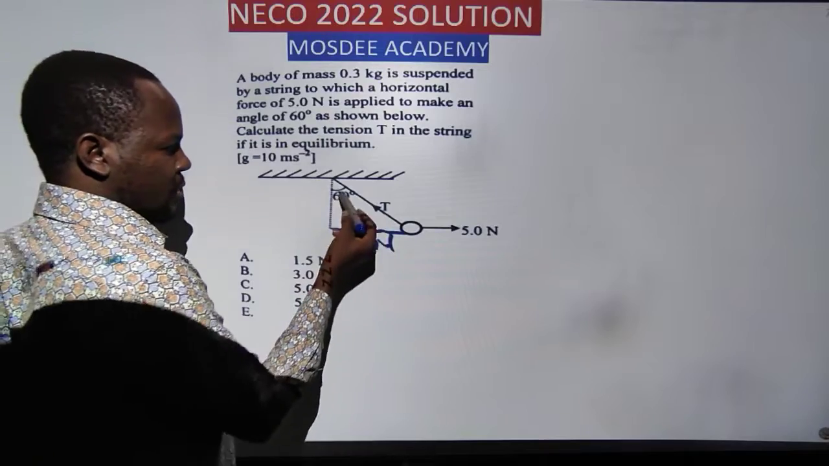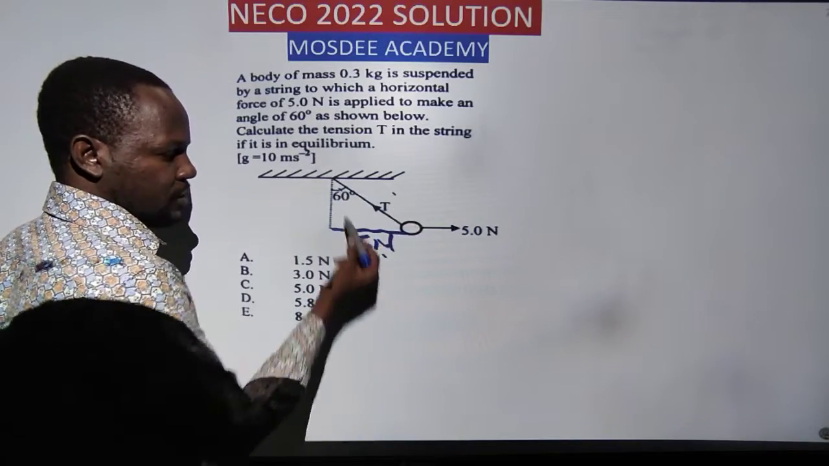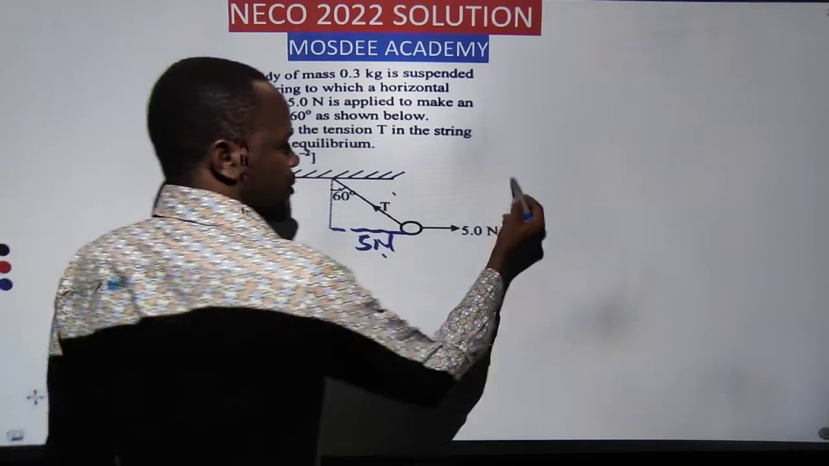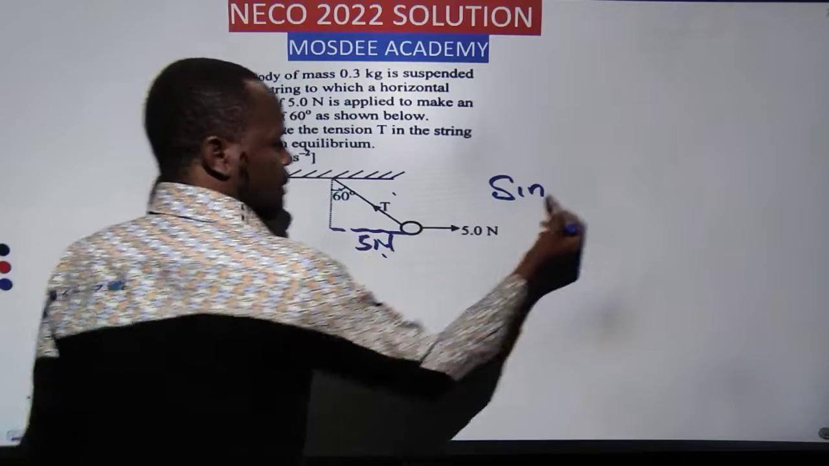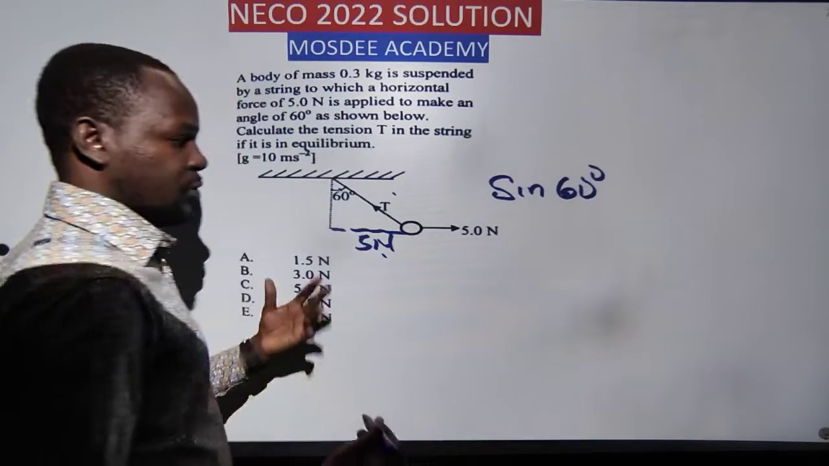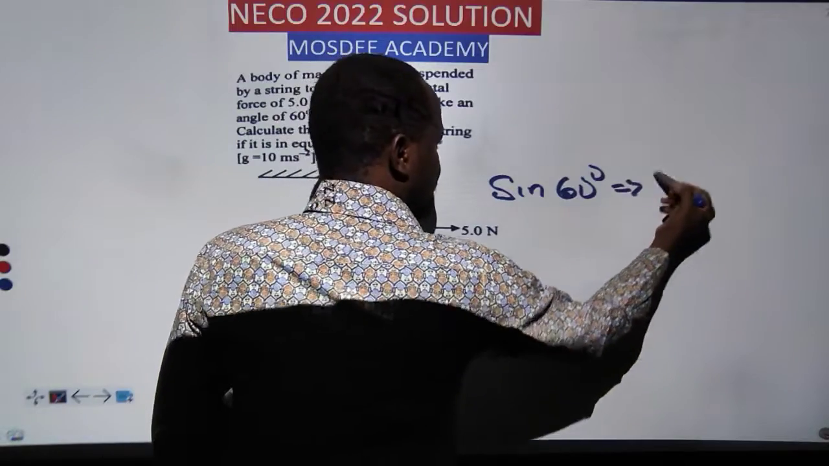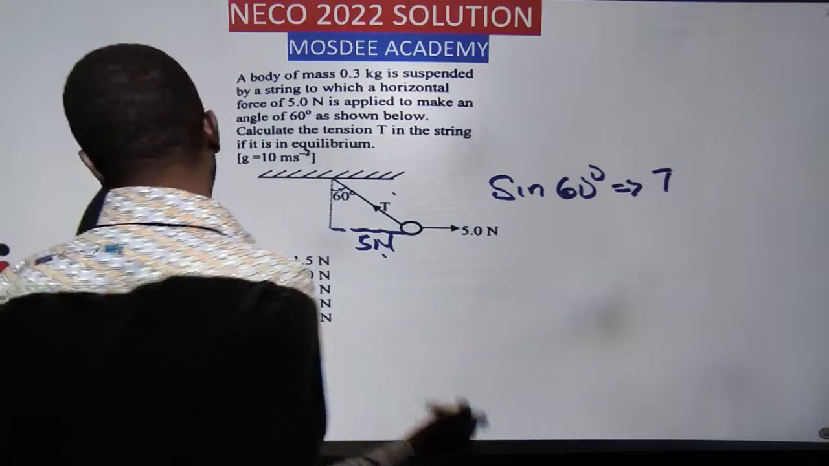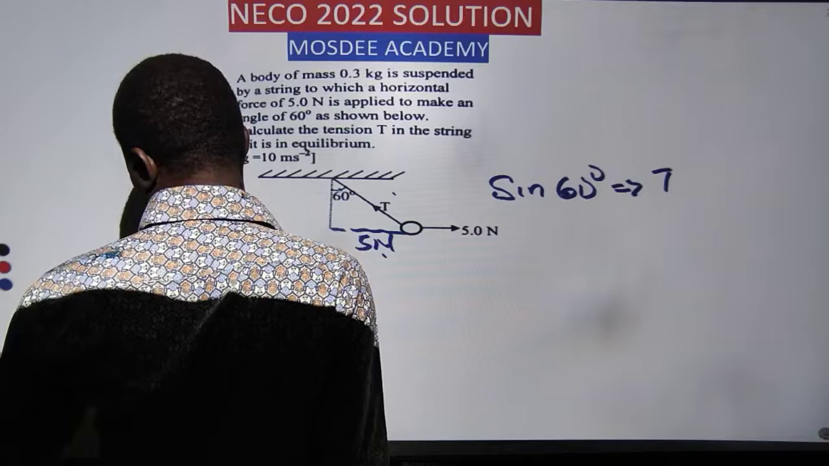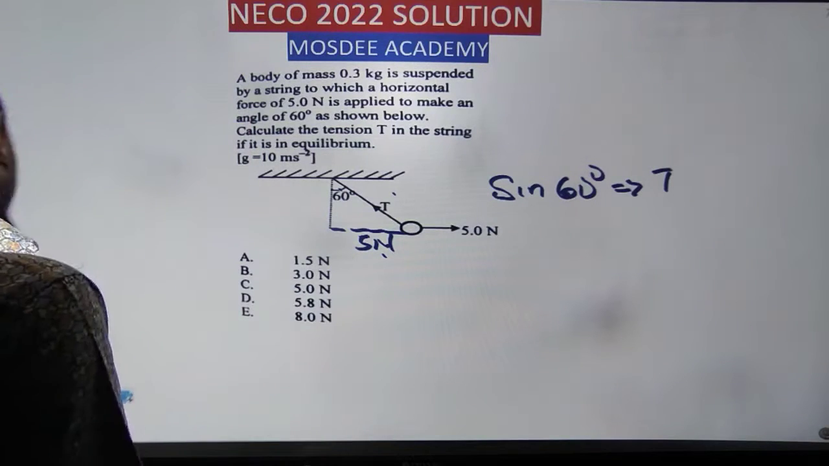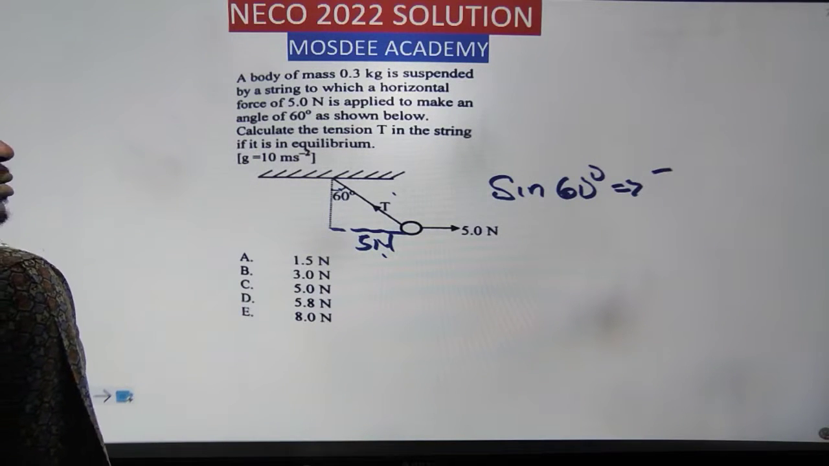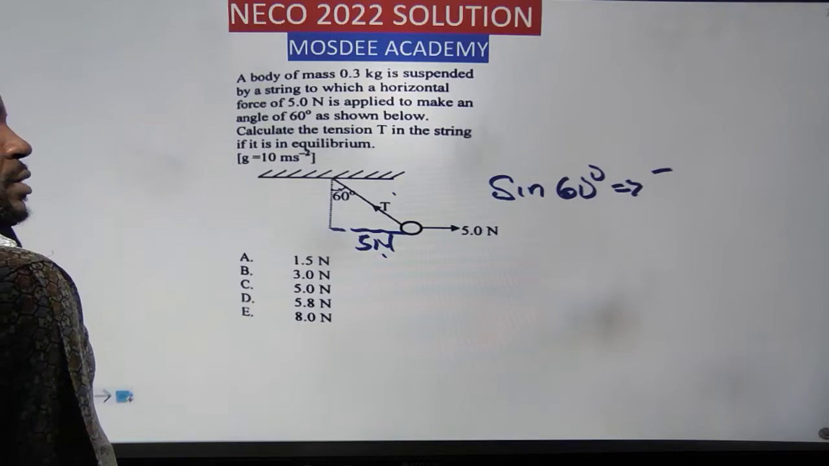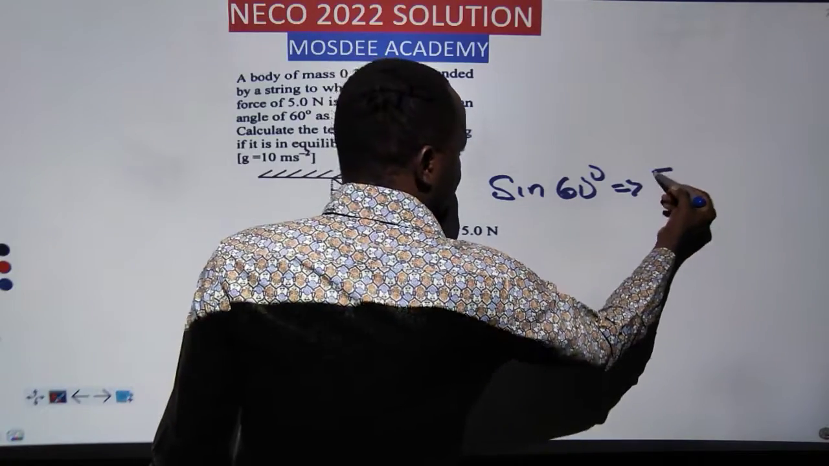Now you can use SOHCAHTOA to assist. Opposite over hypotenuse is sine. So I can say sine of the angle I'm considering, 60 degrees. I don't want to use Lami's theorem because most of you might say you don't know it. The opposite is 5, not T. So I'm supposed to go for 5. Just that is fine immediately. So 5, I should be able to write 5 from there.